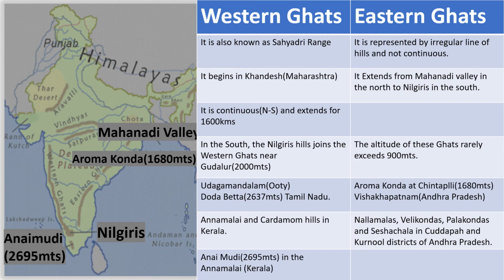Here the rivers which originate in the Western Ghats, like Godavari and Krishna, cut across the plateau and join the Bay of Bengal. The highest peak in the Eastern Ghats is Arma Konda, found at Chintapalli with a height of 1680 meters, which is in Andhra Pradesh. The Nallamalas, Velikondas, Palakondas and Seshachalams are some of the hilly regions in the Eastern Ghats. One of the remarkable features of this peninsular plateau is the black soils, which are formed because of volcanic activity.